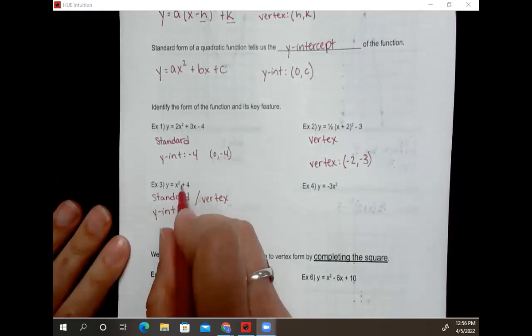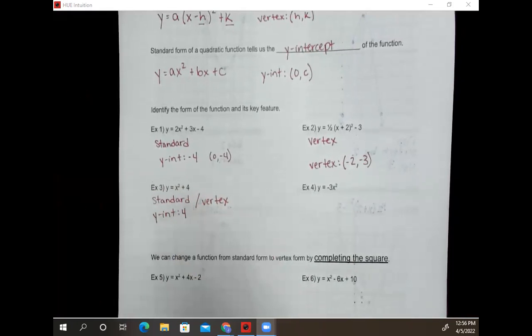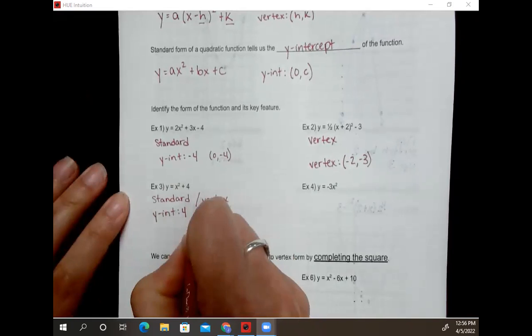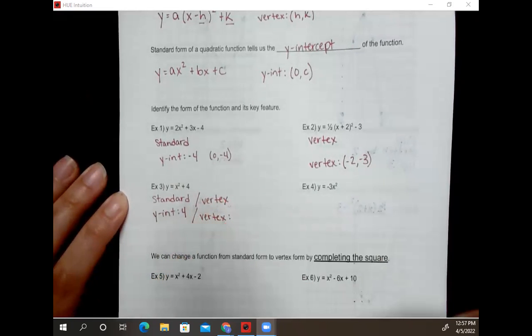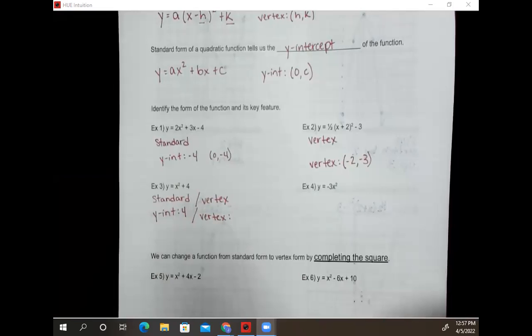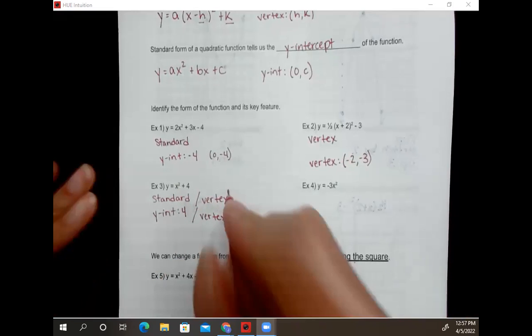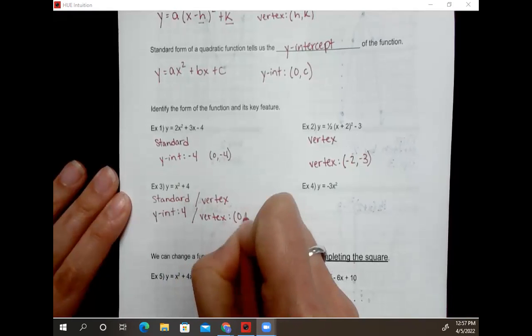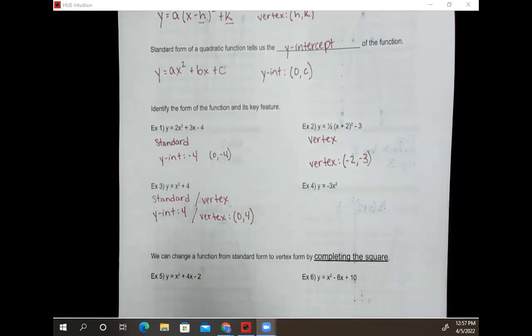So you're saying there's no b term here. That's what I would look for to say definitely it's standard form. So this is standard form, but it is also vertex form. So what's the vertex if we identify this as vertex form? 0, 4. Yeah, I don't see anything in parentheses with the x here. That means the x coordinate is 0. So 0, 4 for the vertex there. How about example 4? What form is that?